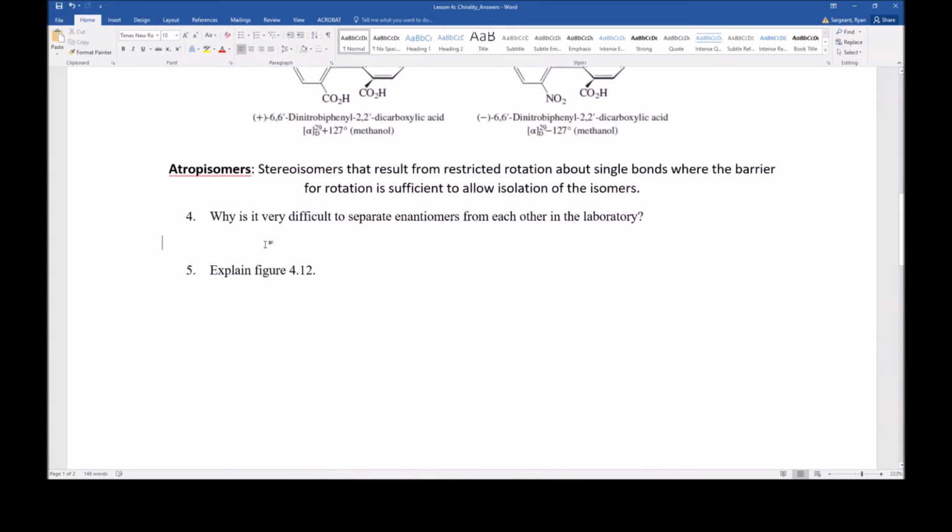So why is it very difficult to separate enantiomers from each other in a laboratory? That's because our separation techniques exploit differences in physical properties. Polarity is the most common physical property that we use to separate compounds. But boiling point could be one, melting point, any other type of physical property, a property that doesn't require us to chemically change the compound. So our separation techniques exploit differences in physical properties, and enantiomers have the same physical characteristics.